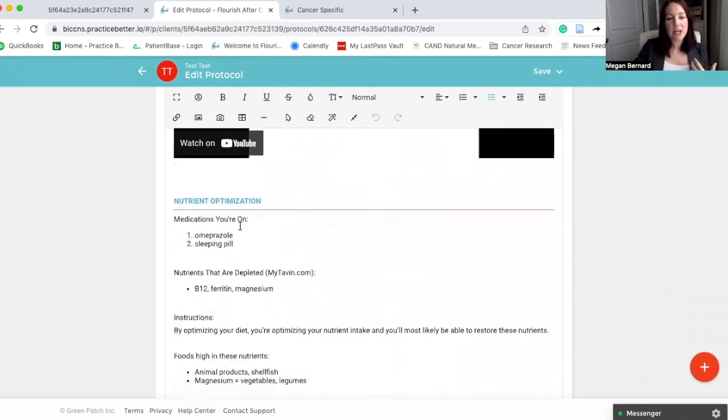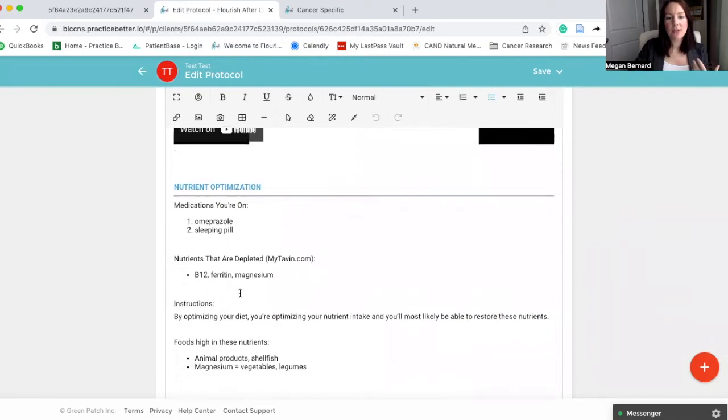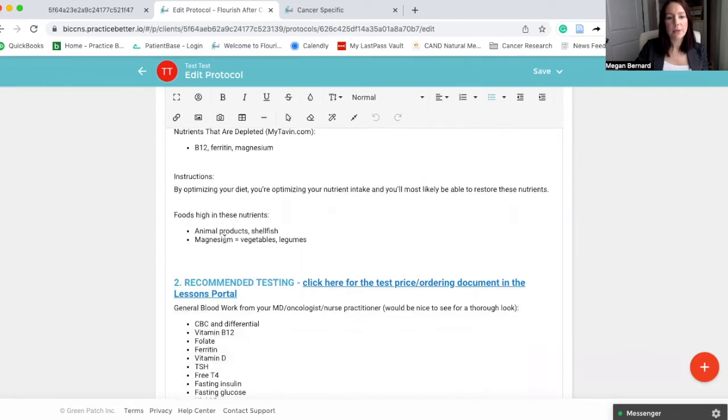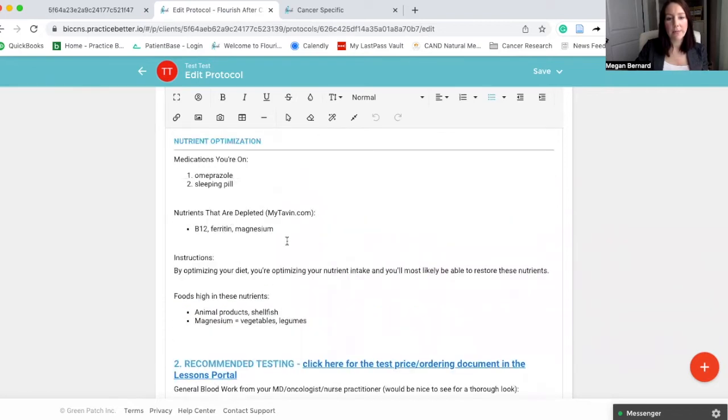We look at any medications that you may have been on and any deficiencies that might be more probable because of those, and any foods that are high in those nutrients, to make sure that we're not just using pills to get these back into place, that we're using food for sure in order to make sure that you're being replenished with any nutrients depleted by the medications you're on.